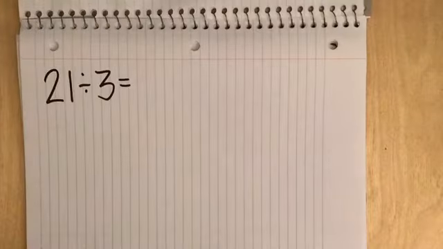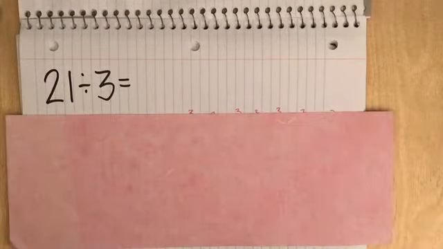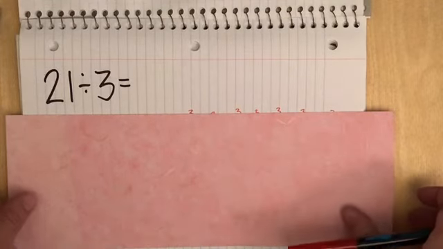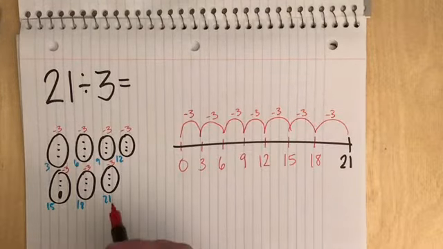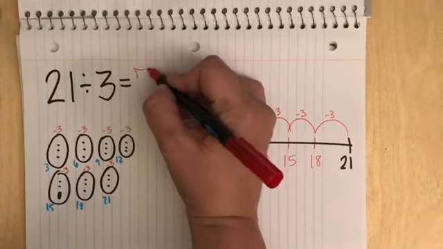Your next problem is 21 divided by 3. Show the problem in both ways. Press pause and press play when you're done. If you're not done, press pause. I'm about to show the answer. All right, here's the answer. You should have gotten 7.